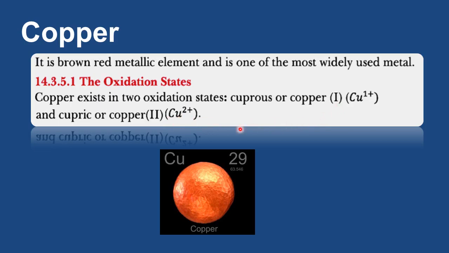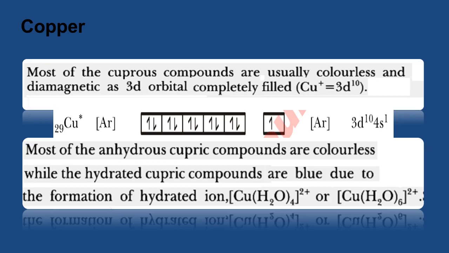Students, most of the cuprous compounds, meaning compounds in which the oxidation state of copper is +1, are usually colorless and diamagnetic. Why is it so? Because the 3d orbitals are completely filled. It is going to have an electronic configuration of 3d10.